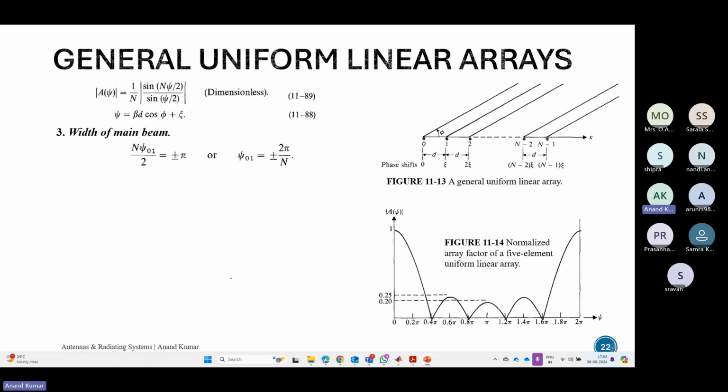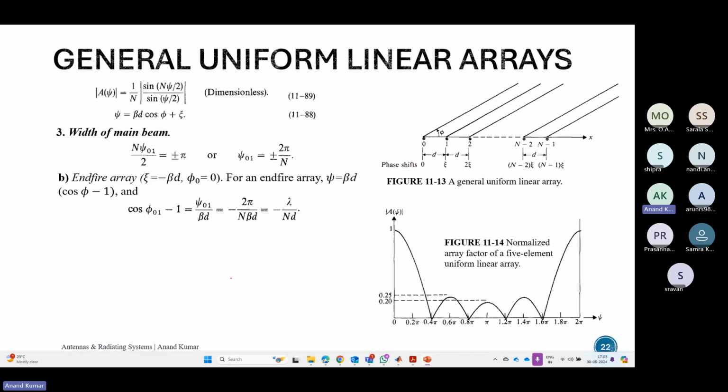Similarly, we can calculate it for end fire. So I'm rushing a little bit over here. We can go through the slides. It's essentially just doing step-by-step maths. If you have any follow-up questions on this, we can discuss. Similarly, for end fire array, we have the xi value and phi values.